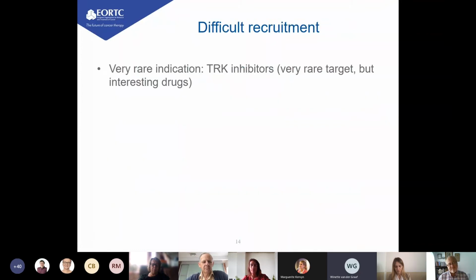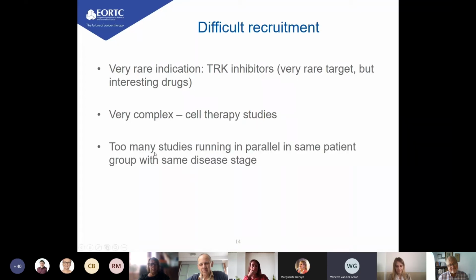Difficult recruitment, if it's a very rare indication, we have what we call targeted agents on track, but it's a very rare target. The drugs are really very great, but we have real difficulty finding these patients. Or very complex studies are also difficult to recruit, and also difficult for the staff, like the new cell therapy studies. We have them here up and running in the Netherlands Cancer Institute, and I see how complex they are.